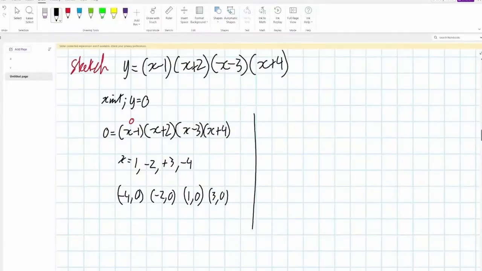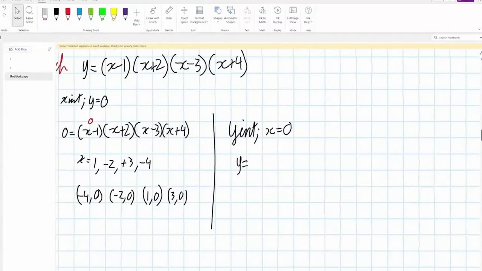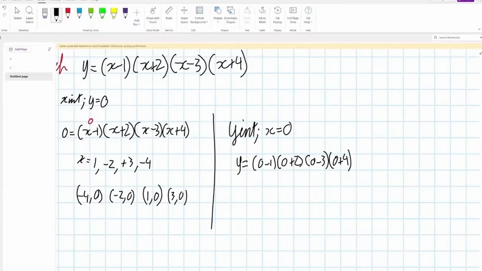Great. Finding the y-intercept. What does x equal at the y-intercept every single time? Of course, it is 0. And so we can now say that y is going to be equal to 0 minus 1 times by 0 plus 2 times by 0 minus 3 times by 0 plus 4. And then a bunch of brain busters coming up. 0 minus 1 is going to be -1. 0 plus 2 is 2, 0 minus 3 is -3. And then, of course, we have 0 plus 4, which is going to be 4.